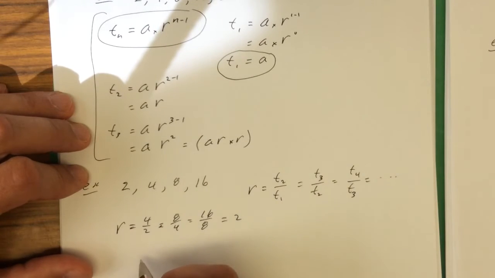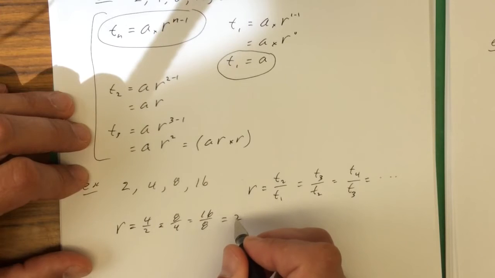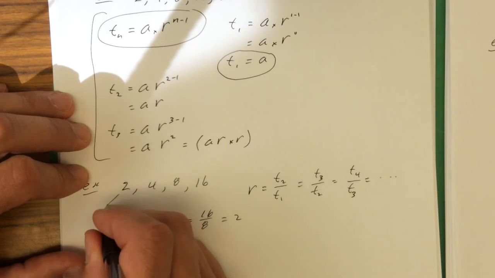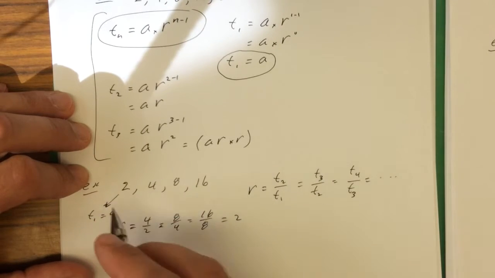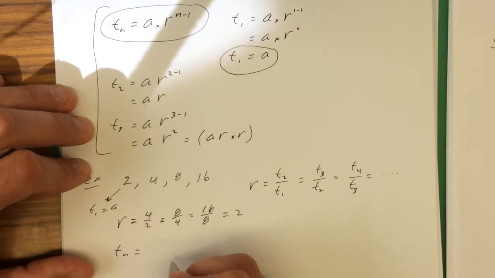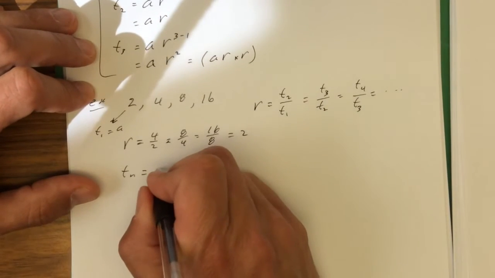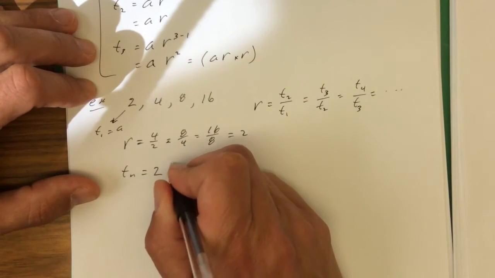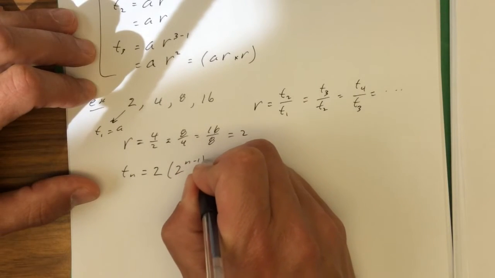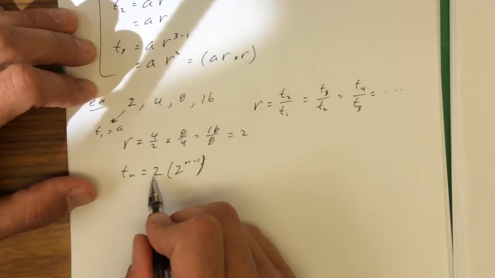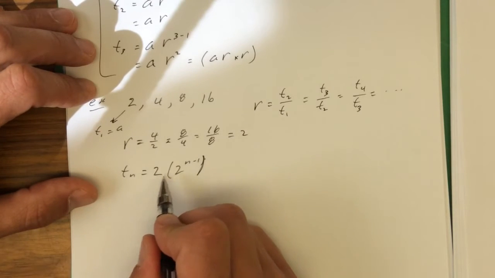Okay, and for this one, since R equals 2, and A, which is T1, equals 2, you can write that Tn equals 2 times 2 to the n minus 1. Okay, so A is 2 and R is 2 in this one.